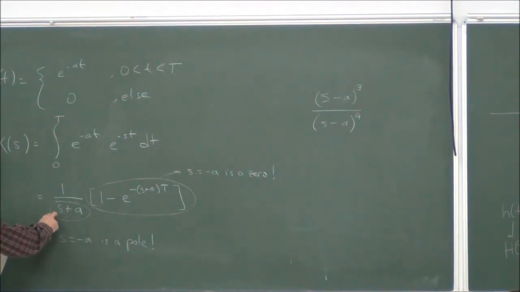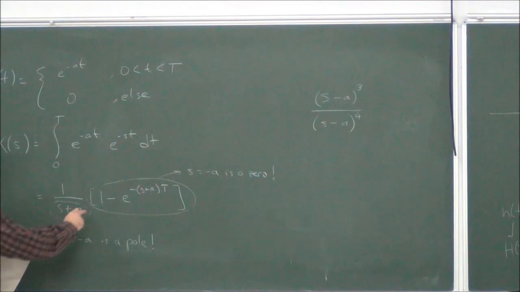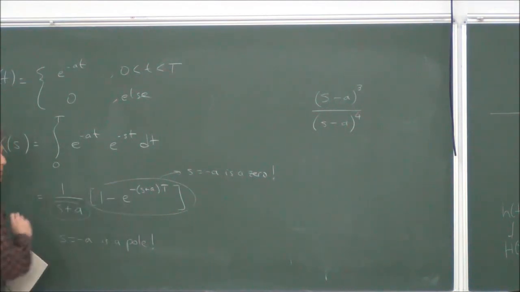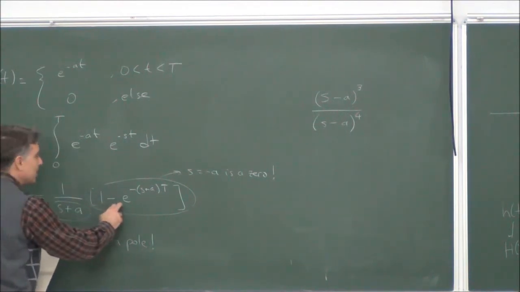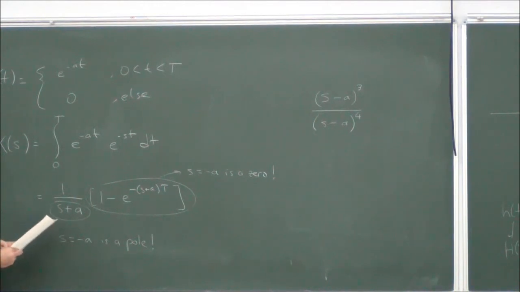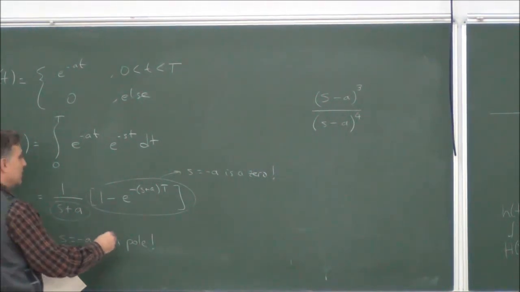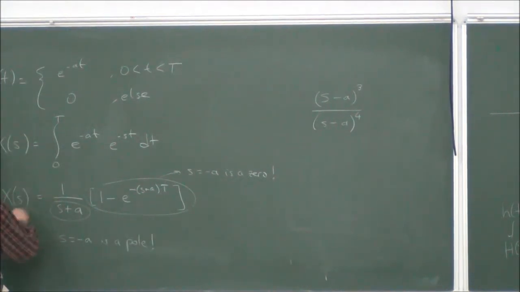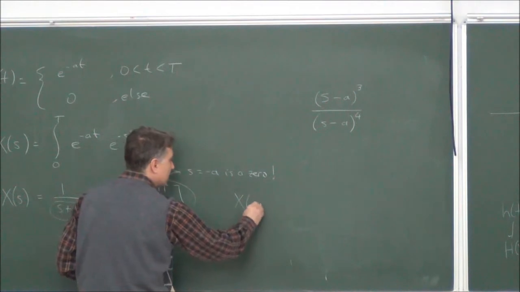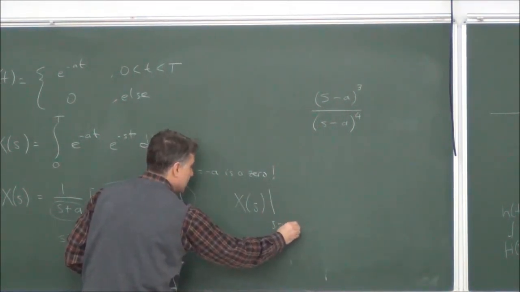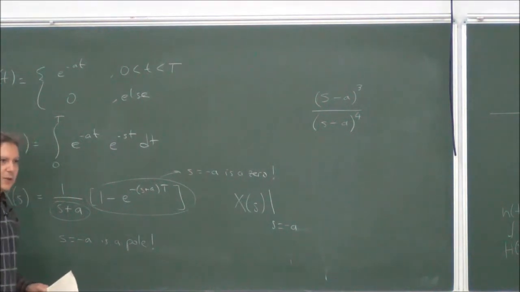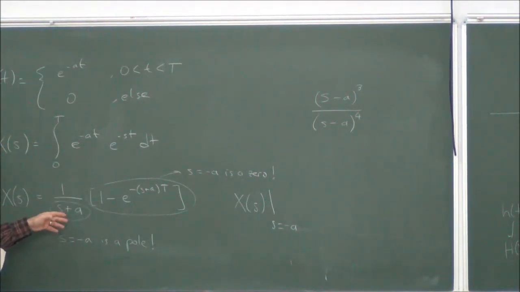Well, it is safe to say that the strength of this pole is only 1, and if you just cancel it with 1 0, this will be cancelled. But is there another possibility here, or are there other zeros? S is equal to minus a is a 0. Are there other zeros as well? For that, it is safe to take a look at, this is x of s. What is x of s at s is equal to minus a? We have to take a look at that, and it looks like a 0 over 0. It's ambiguous. We don't know the value for that.